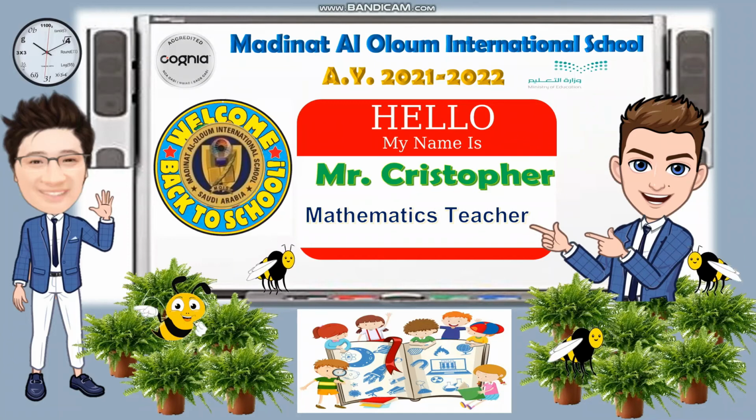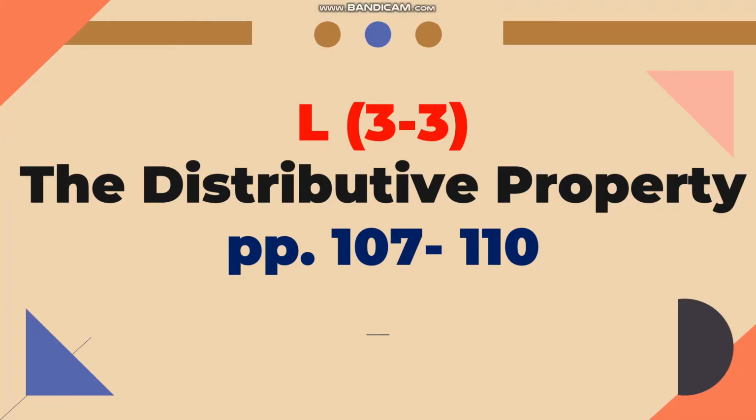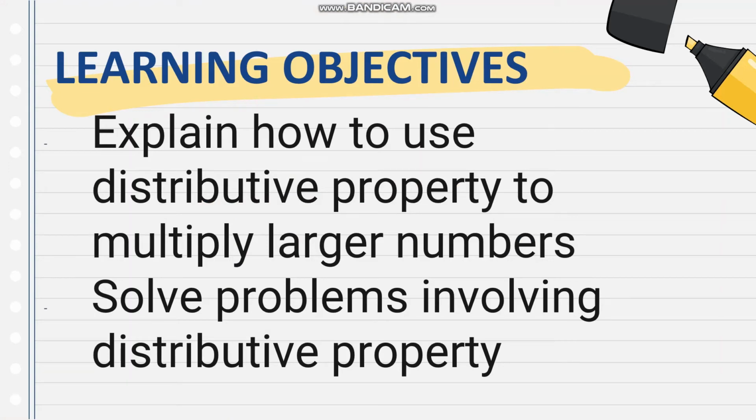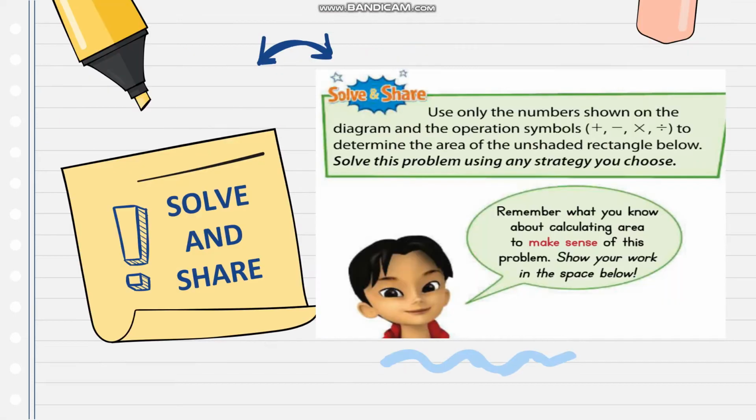Good morning, everyone. Our topic for today is lesson 3-3, the distributive property. You will find this lesson on page 107 up to page 110 from your book. Here are the learning objectives for today's lesson. Explain how to use distributive property to multiply larger numbers and solve problems involving distributive property.